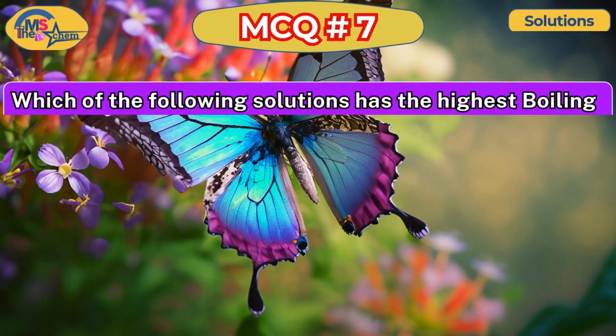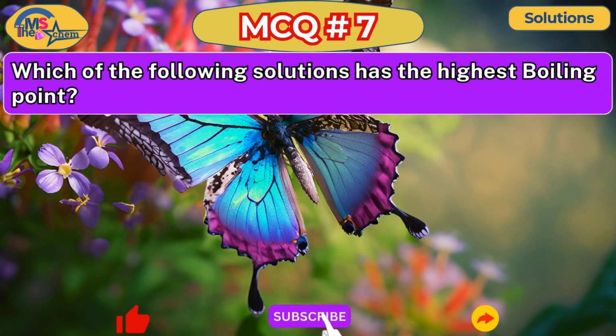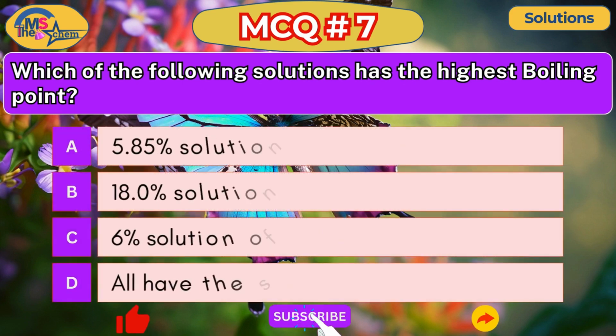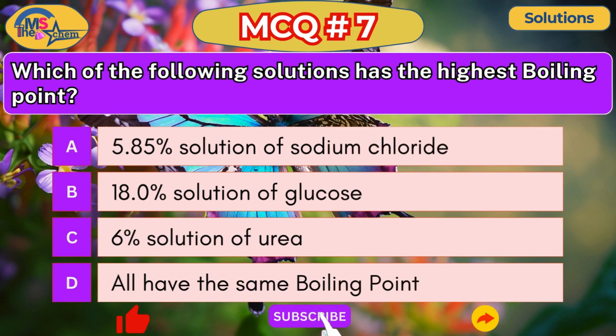And now question 7 is which of the following solutions has the highest boiling point. Here are the four options given. Option A 5.85% solution of sodium chloride, option B 18.0% solution of glucose, option C 6% solution of urea, option D all have the same boiling point. The true answer to this question is option A 5.85% solution of sodium chloride.